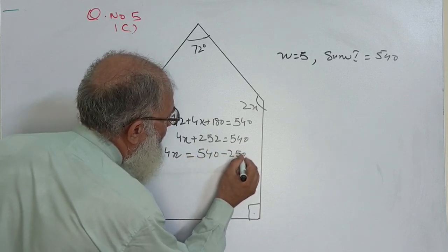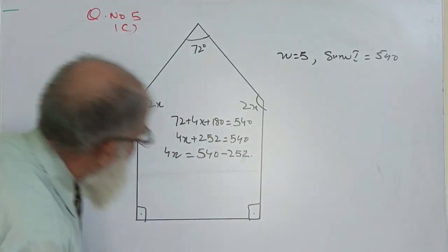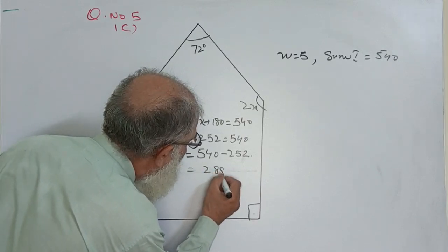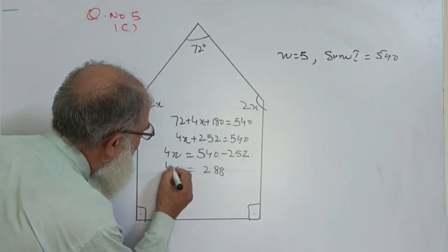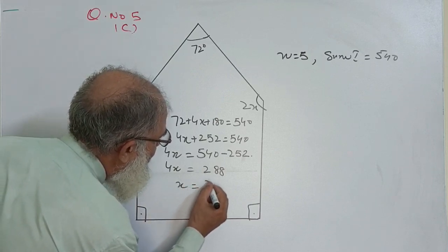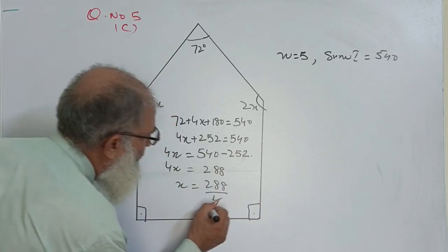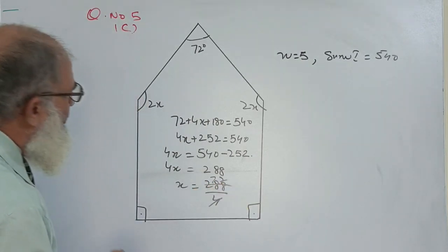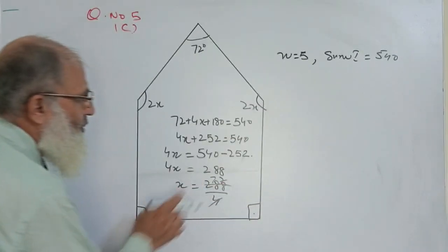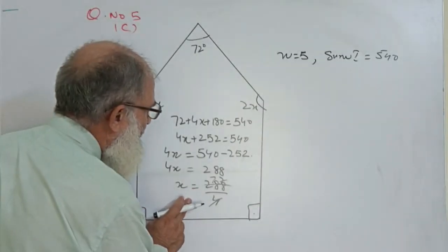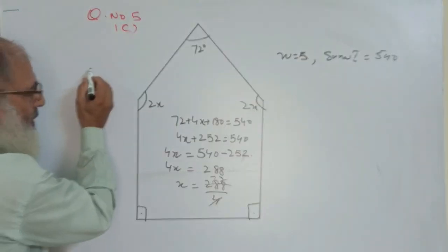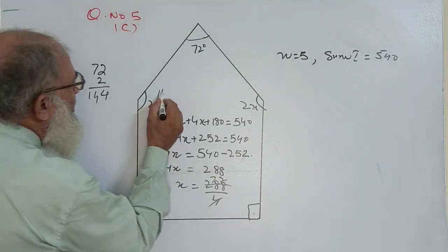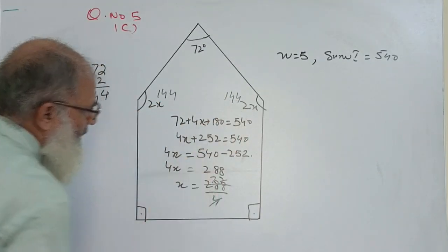And 4x is equal to 540 minus 252. That will become 288. This was 4x, so x is equal to 288 divided by 4. So it means that x is equal to 72. When x is equal to 72, then 2x is equal to 72 multiplied by 2, which is 144. Now each angle is 144 degrees.